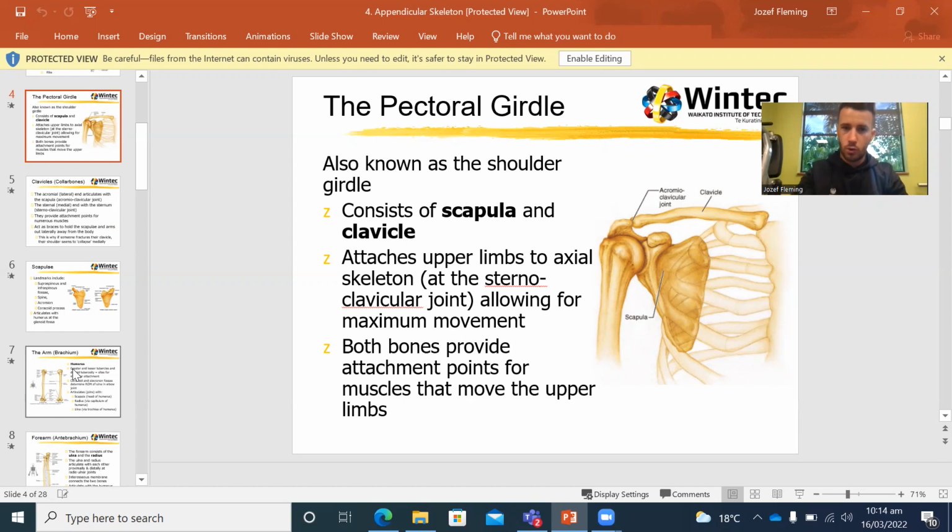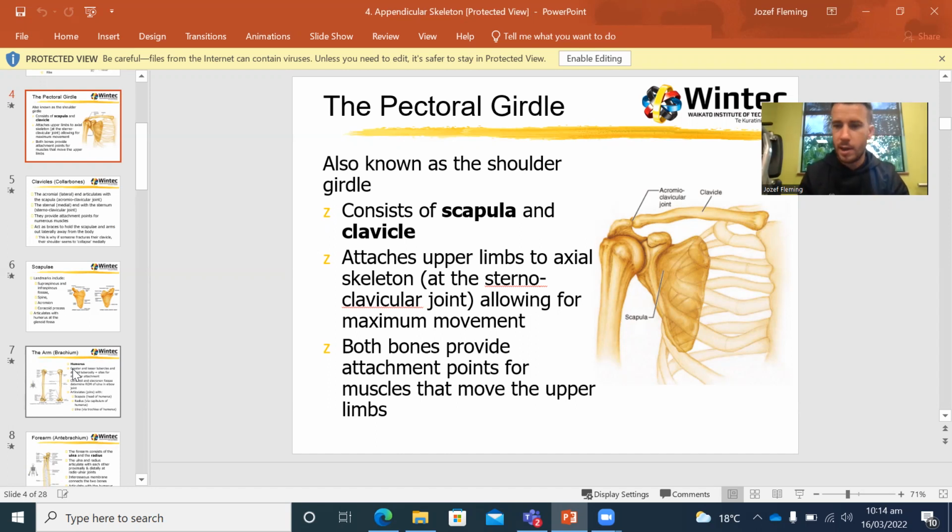So here we have the pectoral girdle. The pectoral girdle, also known as the shoulder girdle, consists of the scapula and clavicle, also known as our collarbone and our shoulder blade. It attaches the upper limbs to the axial skeleton. Remember, the axial skeleton being our rib cage and our spine, and it allows for maximum movement.